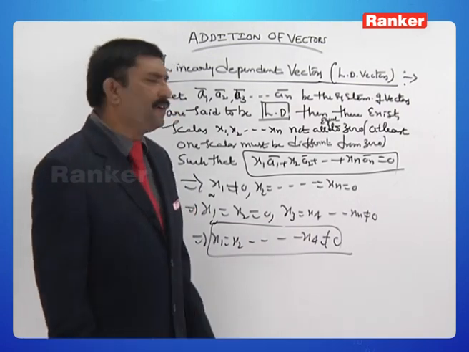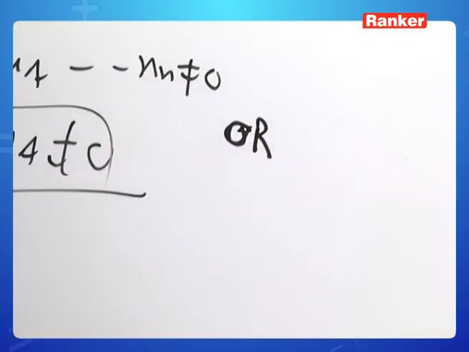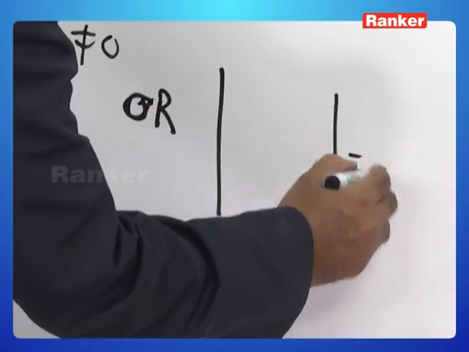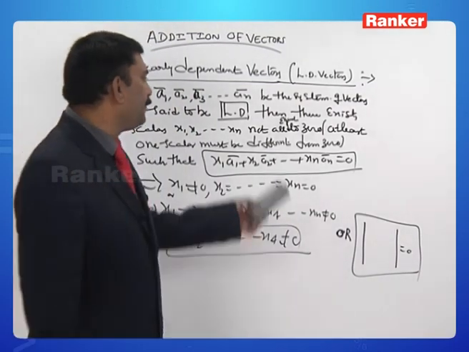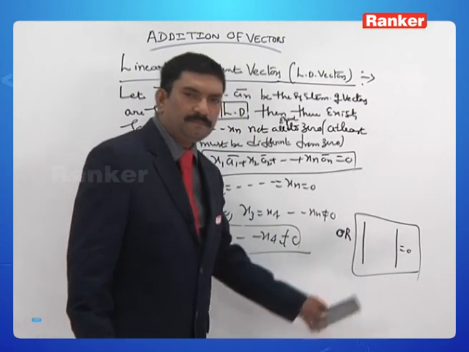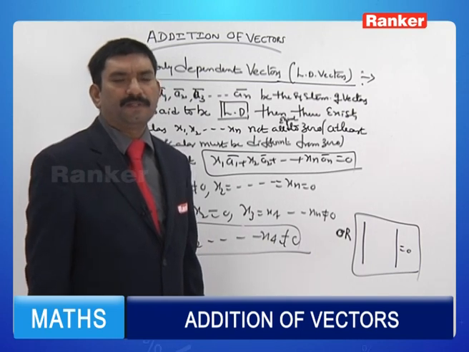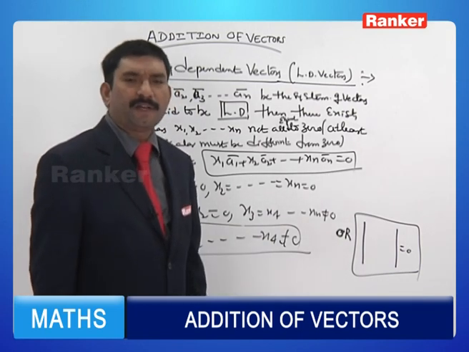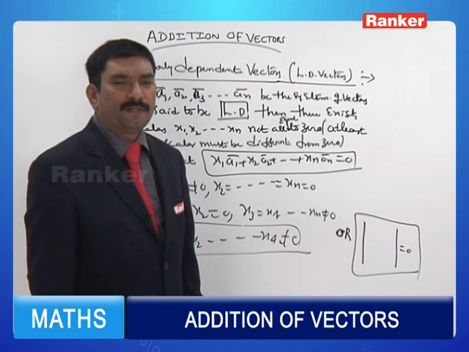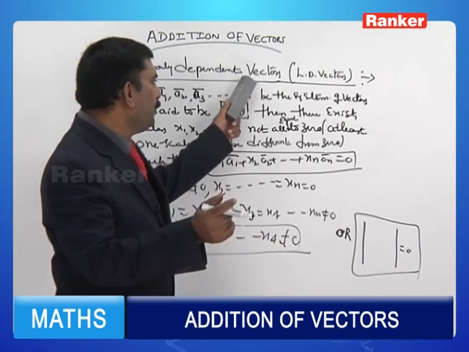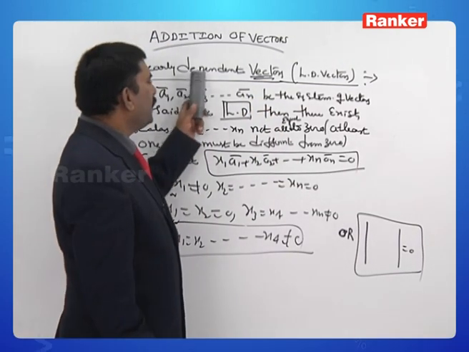The other method is not conceptual, so you won't get much concept from it. Or the determinant must be equal to 0. At a later stage we shall prove how it is. Means the determinant of all these vectors is equal to 0. It may be 3 cross 3, depending upon the vectors, but for your syllabus, 3 cross 3. They'll give 3 vectors: prove that the 3 vectors are linearly dependent. Remember, this definition is applicable only for vectors, not the points. So this is linearly dependent vectors.